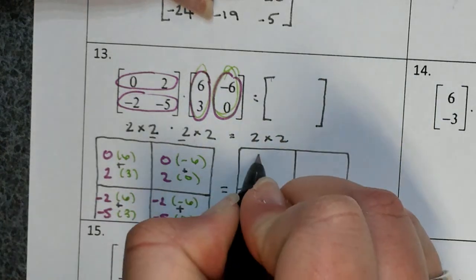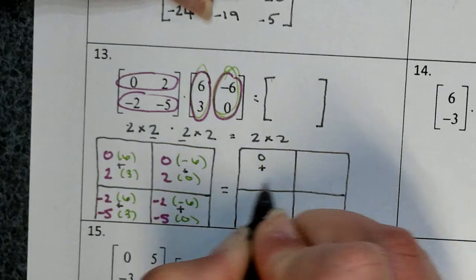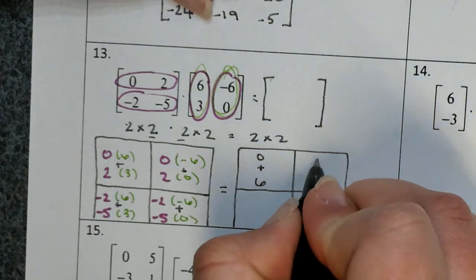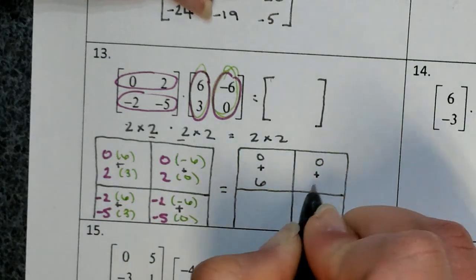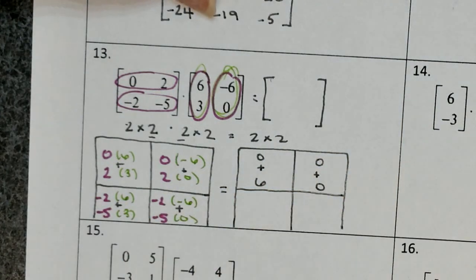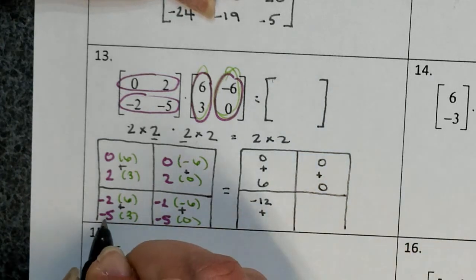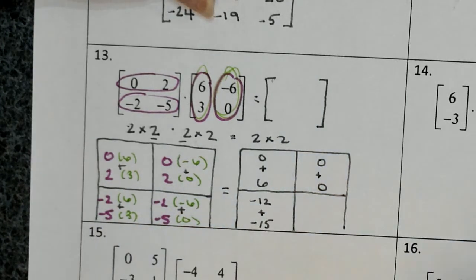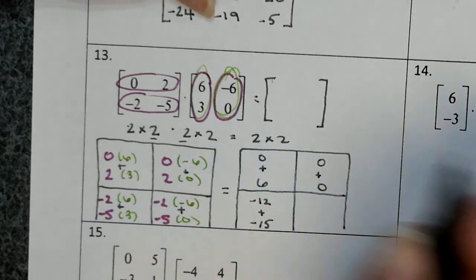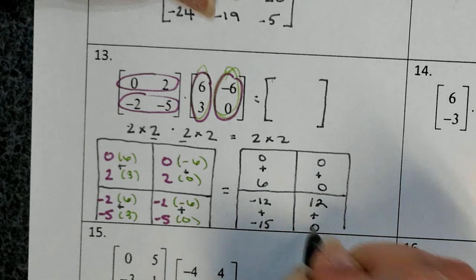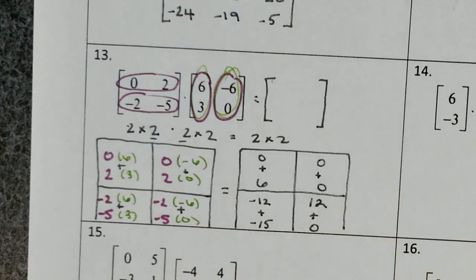0 times 6, 0 plus 2 times 3 is 6. 0 times anything is 0 plus, oh, that's 0 also. Negative 2 times 6 is negative 12 plus negative 5 times 3 is negative 15. Negative times a negative is a positive, so 2 times 6 is 12. Plus, that's multiplied by 0, so that turns into 0.